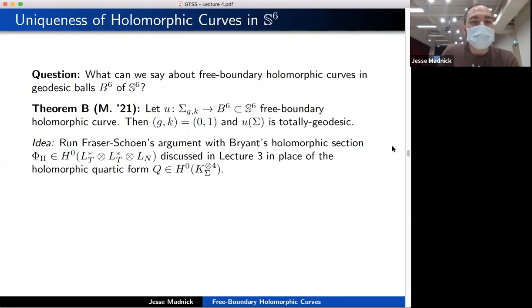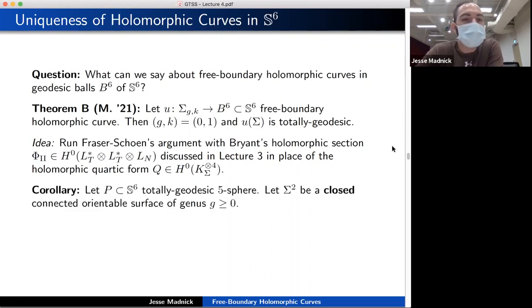You essentially run Fraser-Schoen's argument, but you actually have to do less work because the analog of Q is this holomorphic section that I mentioned last time, this very abstract sort of quantity. It's abstract to define, but it's basically the second fundamental form dressed up in fancy language. It turns out that this plays very, very nicely with the holomorphic curve condition. So the proof is somehow even shorter. You don't even have to work quite as hard. Okay, but it's basically the same as Fraser and Schoen's proof, just easier.